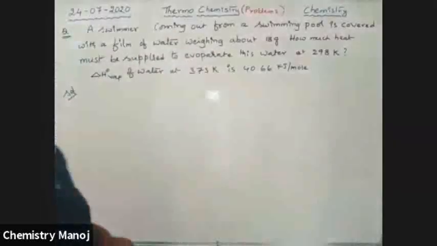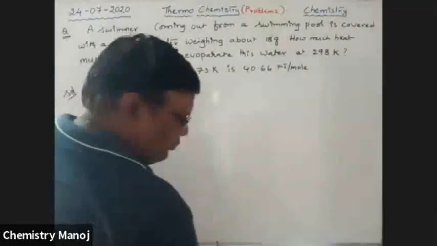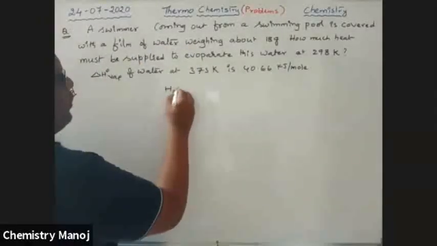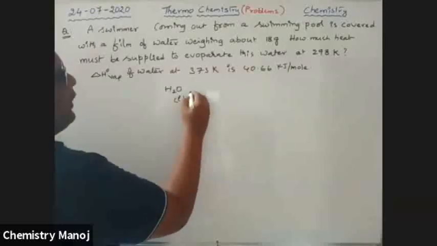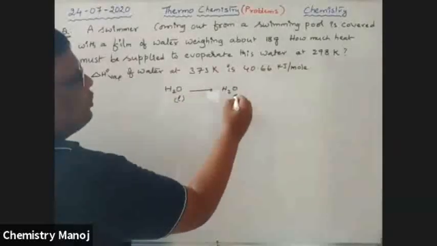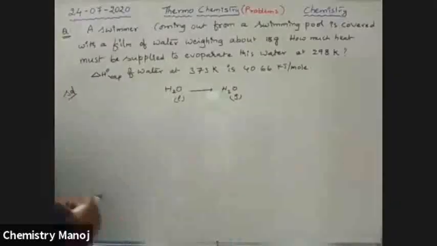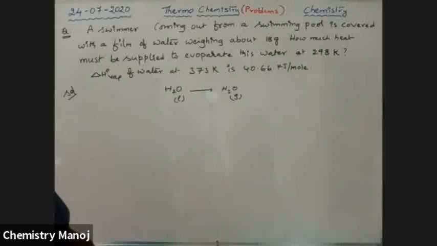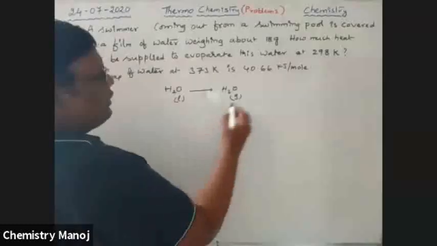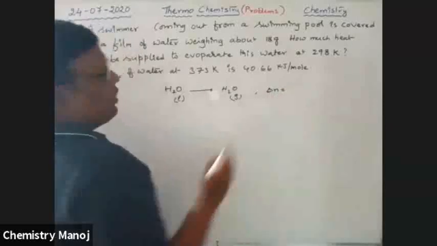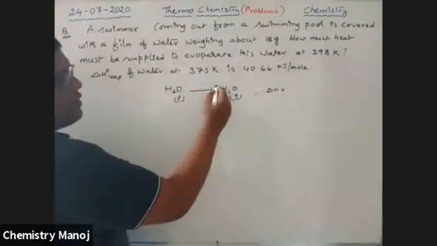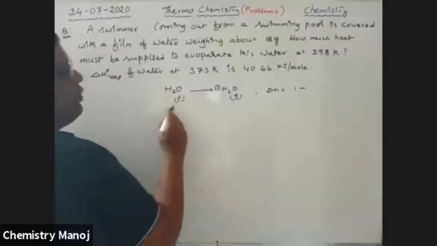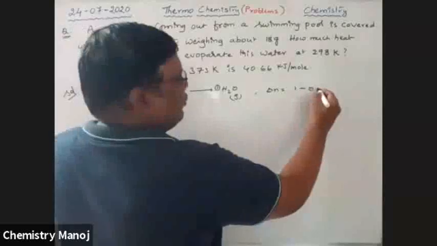So he wants to convert H2O liquid into H2O gas. This is vaporization, boys. For this change, delta n is equal to the number of gaseous moles of products minus gaseous moles of reactants. Here it is 1 minus 0, since the reactant is liquid, which is equal to 1.